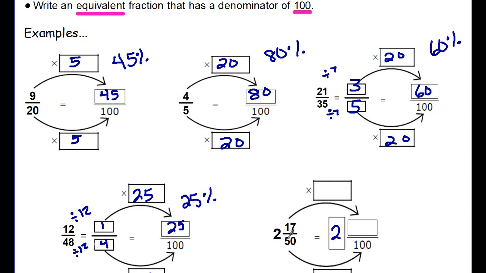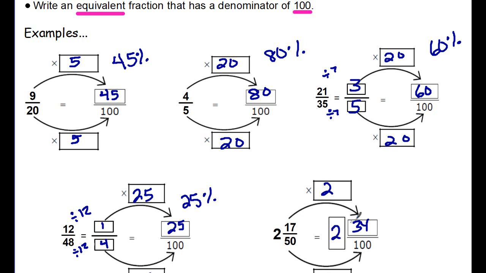We want to turn this 50 into 100, so our scale factor is going to be 2. Do the same thing to the numerator. 17 times 2 is 34. So now we have 34 out of 100. We know that's going to be 34%, but we have to go back and look at this 2 wholes. What percent is 1 whole? It's 100%. So 2 wholes would be 200%.